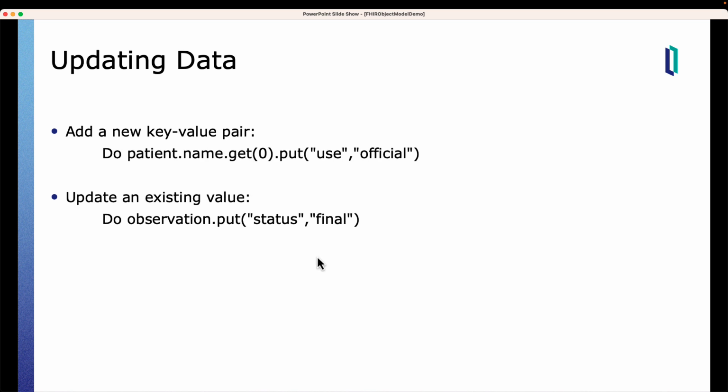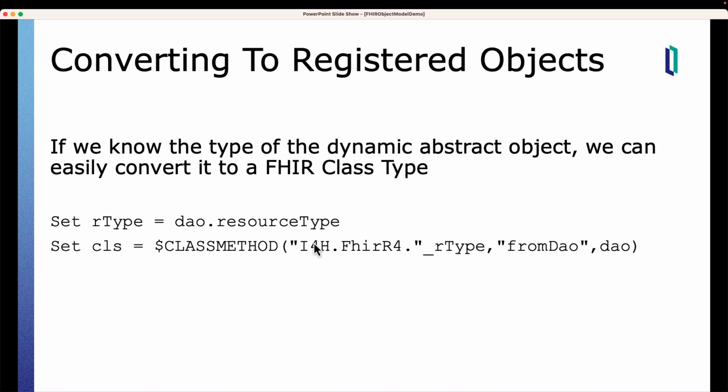We could also update using the put operation. So in this example here, we're going to change the use of the name to official, and we could update existing values. For example, for observation, we'll put the status to final. Now I'm going to show you this in code.